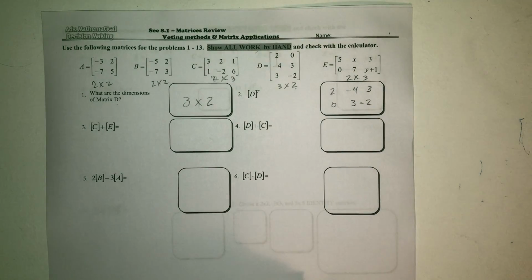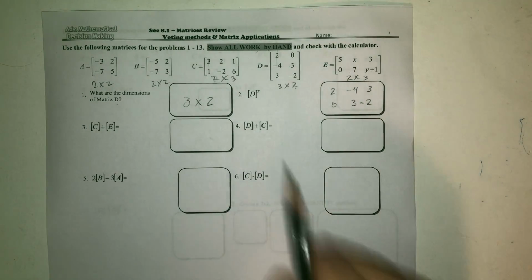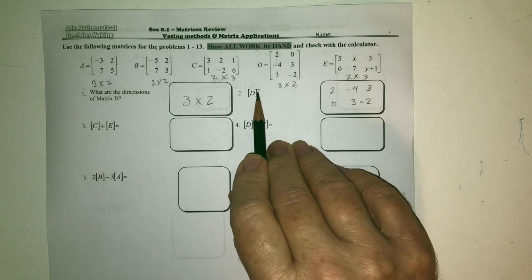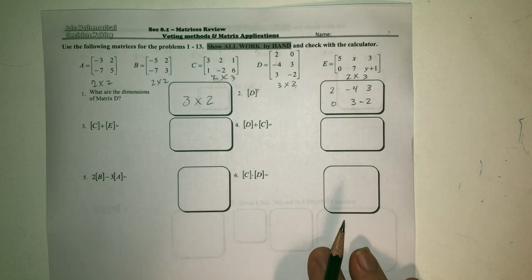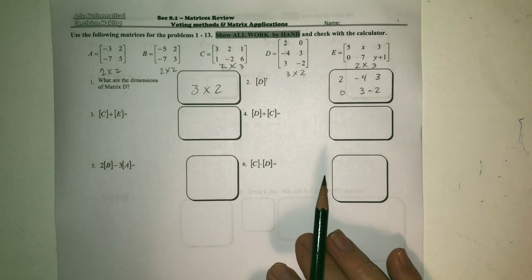All right, so that's what we mean by transposing. That little T right there means to transpose the matrix. In other words, exchange the rows with the columns, or the columns with the rows.